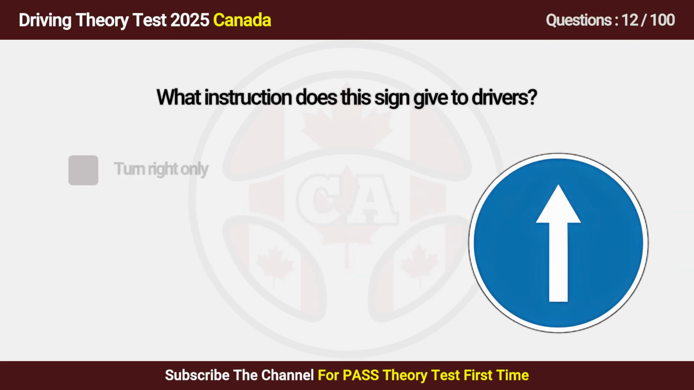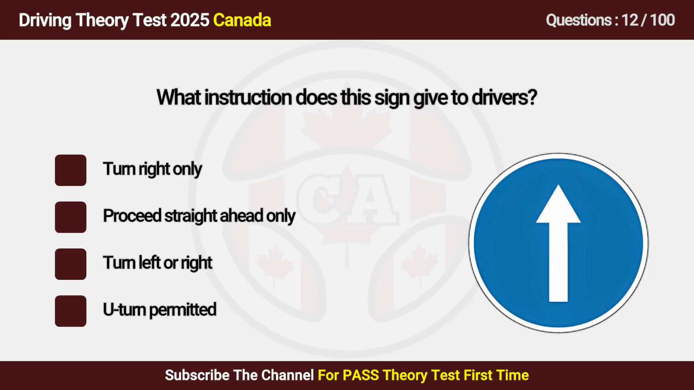Question 12. What instruction does this sign give to drivers? A. Turn right only. B. Proceed straight ahead only. C. Turn left or right. D. U-turn permitted.